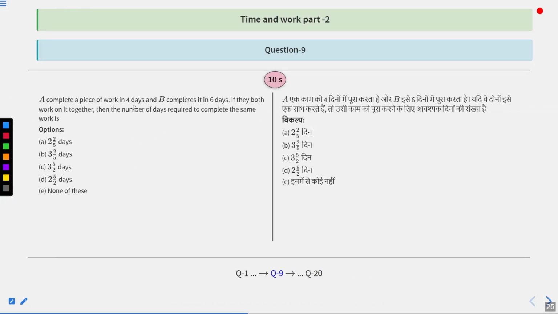A completes a piece of work in 4 days, B completes it in 6 days. If they both work on it together, then the number of days required to complete the same work is? You have 5 options and 10 seconds to analyze the question. Your time starts now.